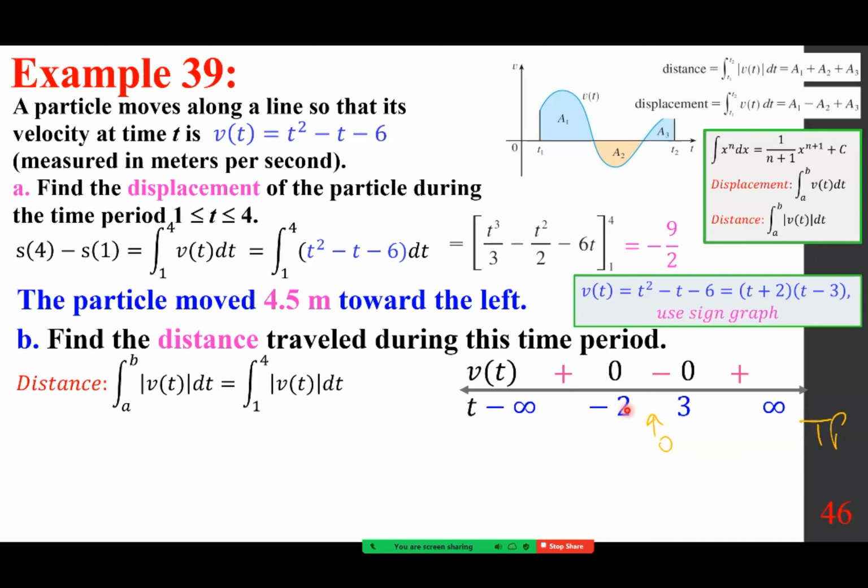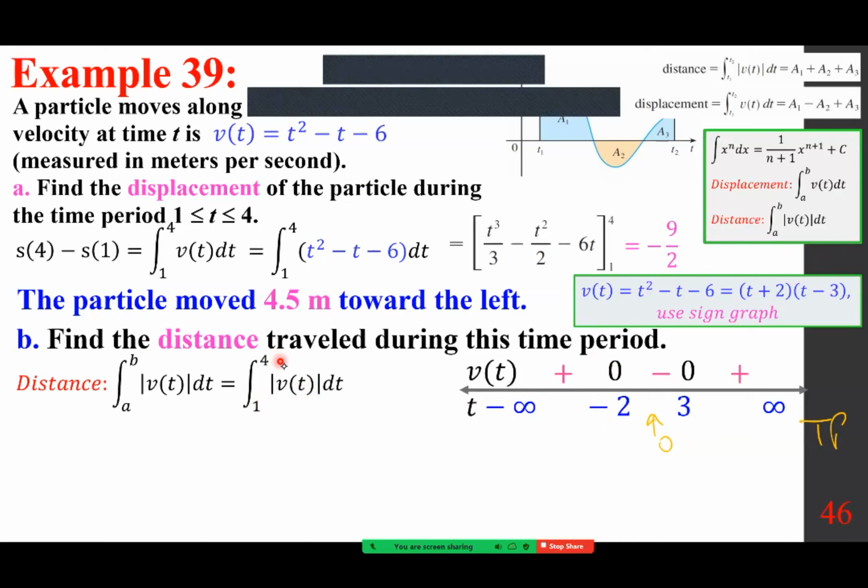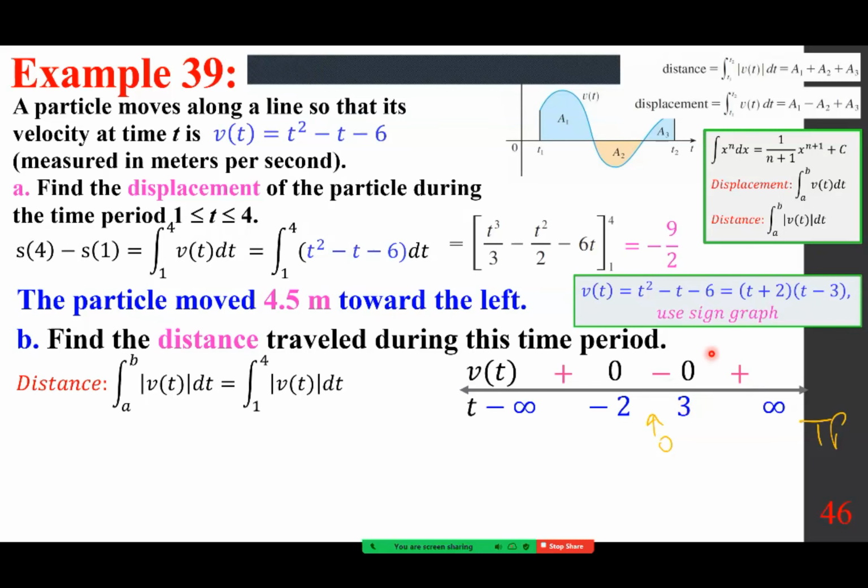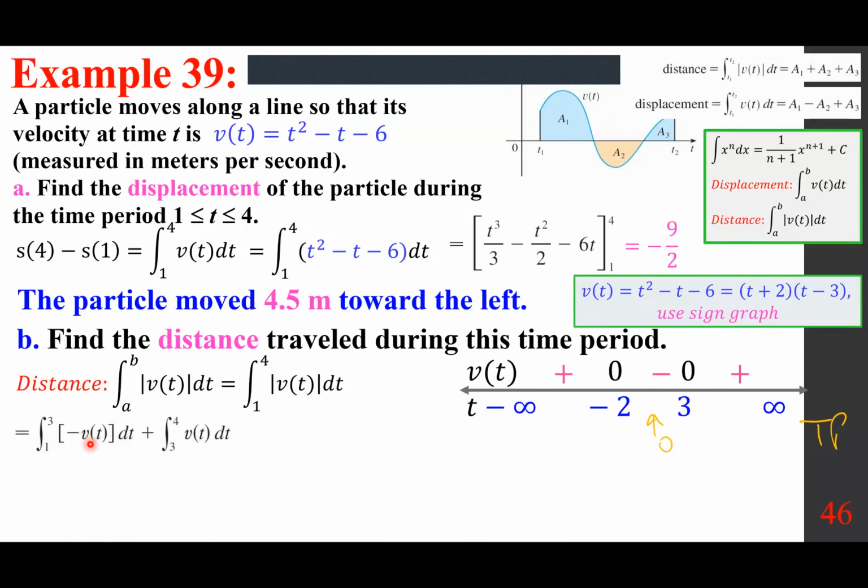So from negative 2 to 3 is negative. So that means from 1 to 3 is negative, right? So we're going to separate it. And then from 3 to infinity is positive. So from 3 to 4. That's how we are going to use that. Because it's negative in this vicinity, we have to negate the velocity to make it positive. That's the concept. And so with that being the case, let's plug in the velocity function here.